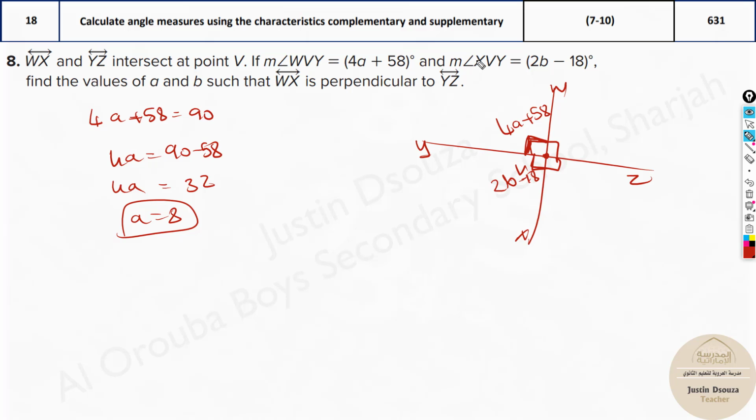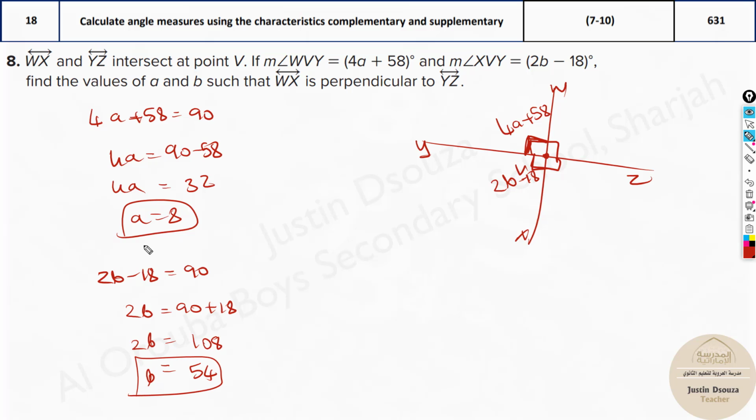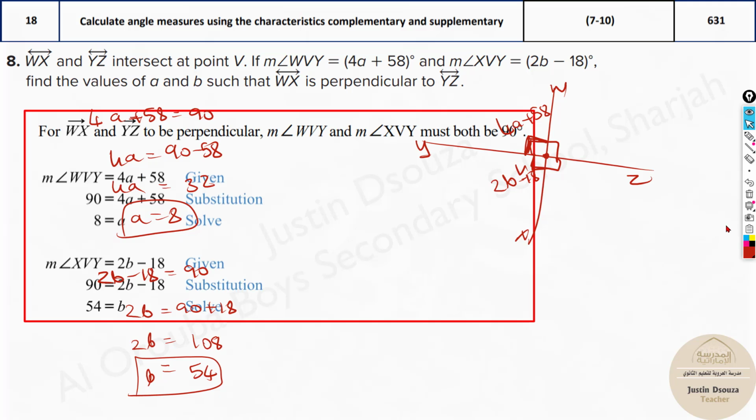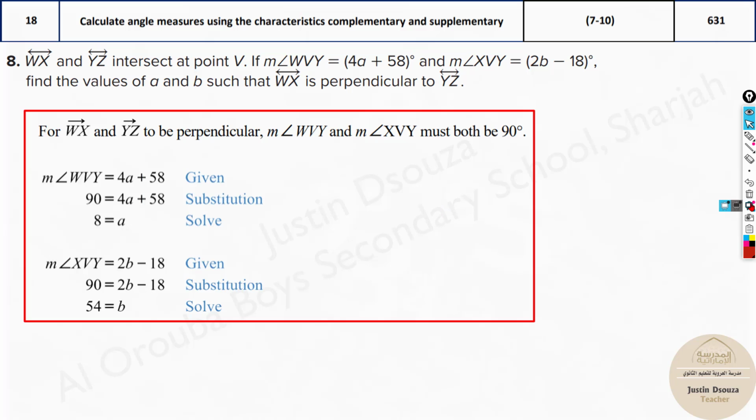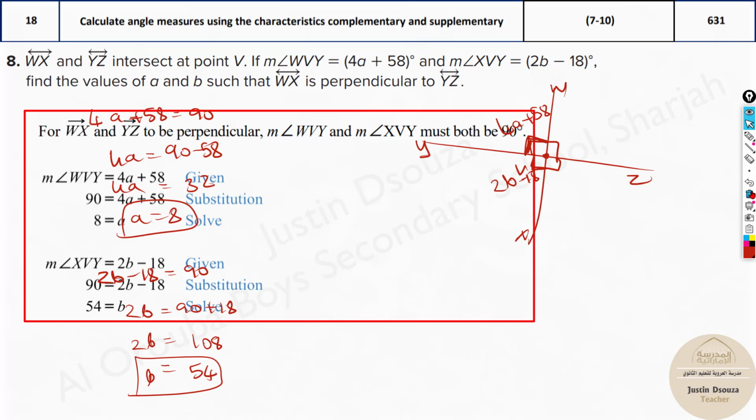Now from the other part, XVY, we know 2B minus 18 must be equal to 90, and now solve it. It'll be 2B equals 90 plus 18, that is 108, and it's 2B, so it'll be 54 equals B. So the answer for A is 8 and B is 54. That's the answer. So very straightforward, but it's better to draw this figure and then solve it.